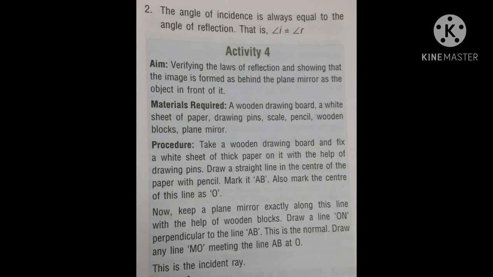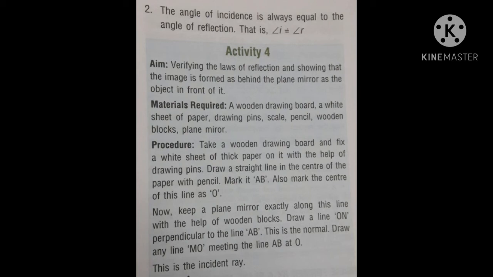Now come to activity 4. Aim is verifying the laws of reflection and showing that the image is formed as much behind the plane mirror as the object is in front of it. For this activity, materials required: a wooden drawing board, a white sheet of paper, drawing pins, scale, pencil, wooden blocks and plane mirror. Now procedure: take a wooden drawing board and fix a white sheet or thick paper on it with the help of drawing pins. Now draw a straight line in the center of the paper with pencil. Mark it AB. Also mark the center of this line as O. Now keep a plane mirror exactly along this line with the help of wooden blocks.